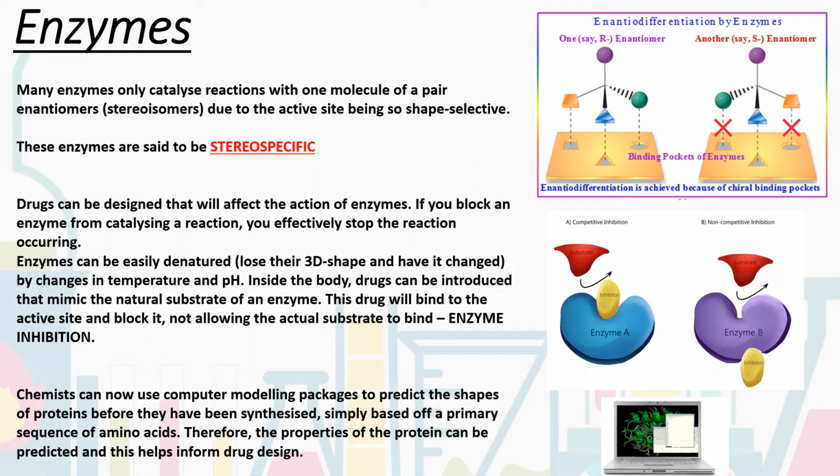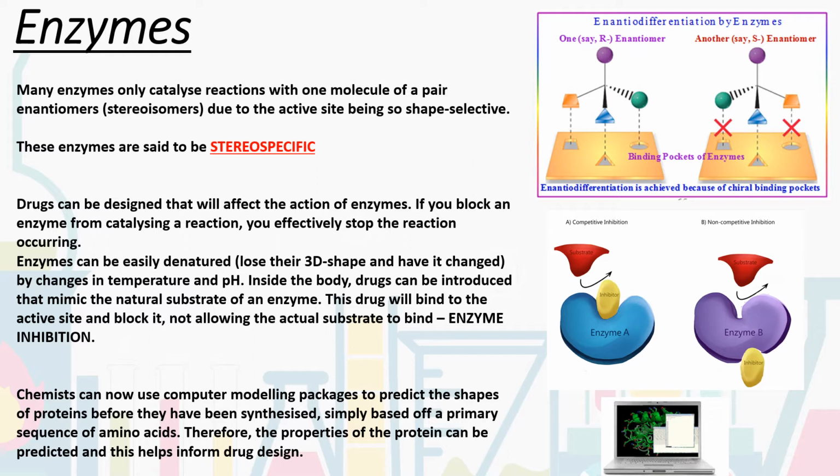Now, enzymes can also be easily denatured, so they can lose their 3D shape and have it changed. We talk about the fact that the secondary structure and tertiary structure of proteins can be easily disrupted and the shape changed. Because enzymes are made from proteins, the same thing happens here. We can easily change their shape simply by small changes in temperature or pH.